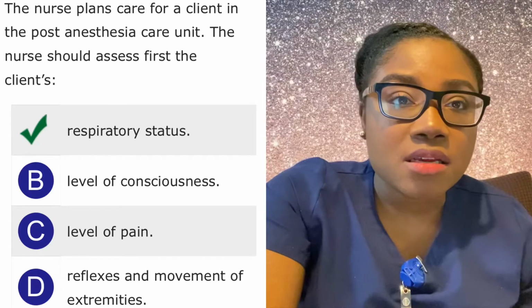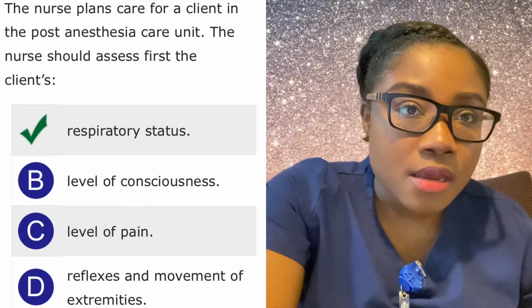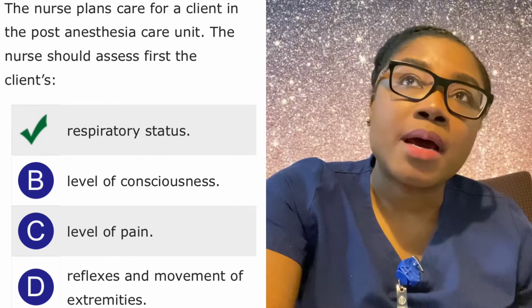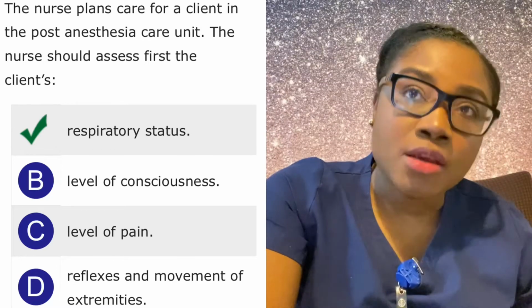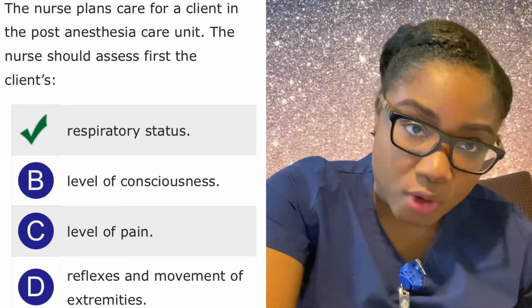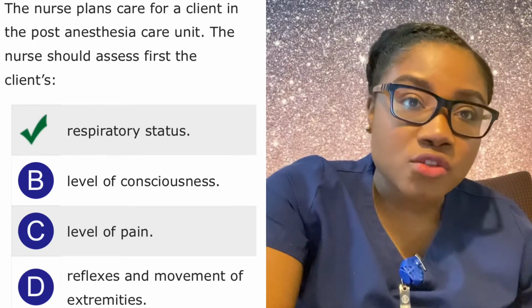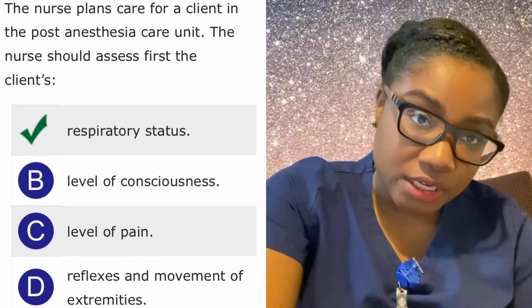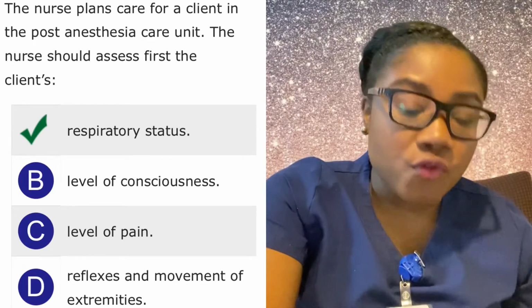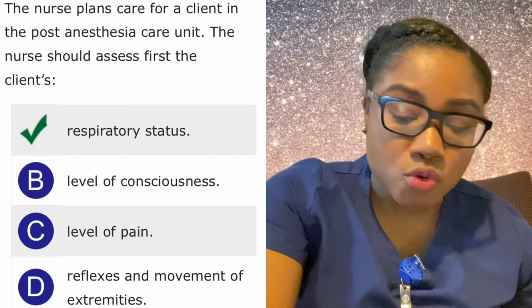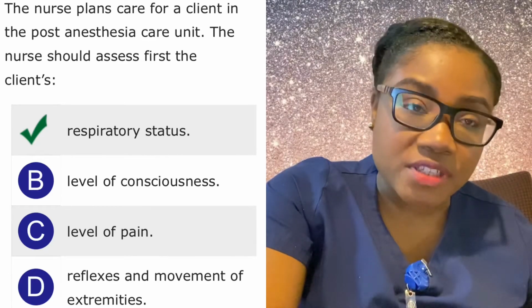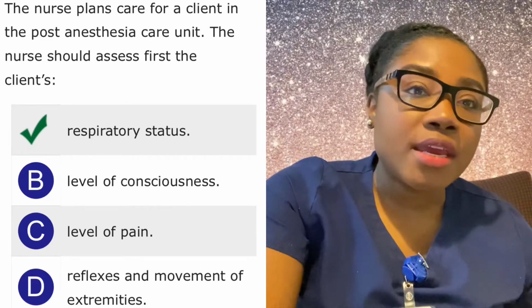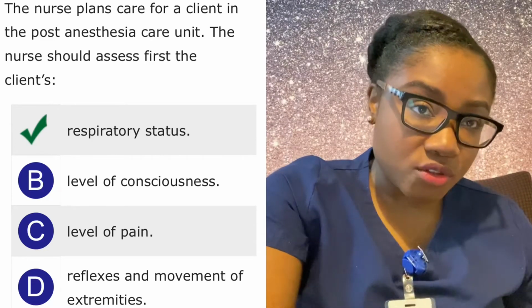Because assessing the respiratory status is the first priority, because when you go back and you think about ABCs, airway is the most important. You got to make sure that your patient has a patent airway. And then the Maslow's hierarchy of needs, physiological needs, which include breathing, food, water, sex, sleep, homeostasis, and excretion. So breathing is the most important physiological need. So it's airway and breathing. Respiratory status is the answer, right? It's very easy.